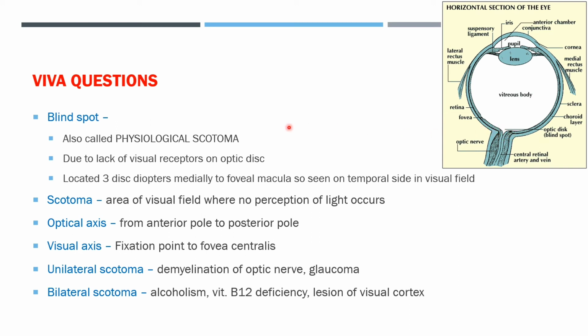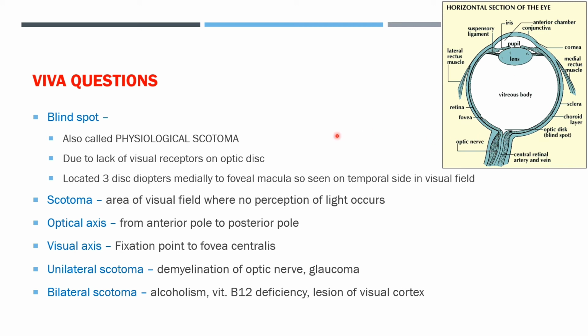Another name is physiological scotoma. Why is it called physiological scotoma? Because scotoma means loss of a patch of visual field, and because it is present in a normal individual, it is known as physiological scotoma. It is because of the lack of visual receptors on the optic disc. As I said, it does not contain any rods and cones, so no image formation occurs on the optic disc. That is why it is the blind spot. Usually it is located 3 disc diopters medially to the fovea centralis, and that is why it is found in the temporal region.